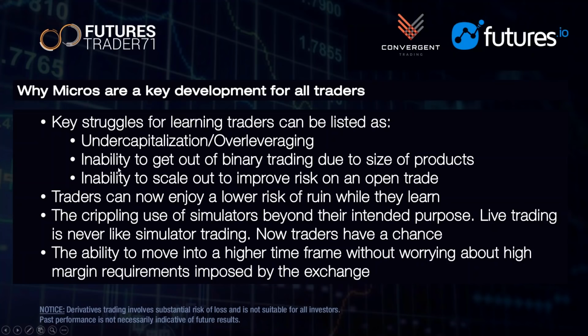So back to our thing. The second key problem for traders: inability to get out of binary trading due to size of products. So I have an account with $2,000 in it, and I've taken a beating trying to trade 2 or 3 lots. So now I'm trading 1 lot until I figure it out. Oh man, that is a difficult way to trade. Even prop traders, when they start, I try to get them to 2 lots as quickly as possible, because being a binary trader is what a lot of people are.